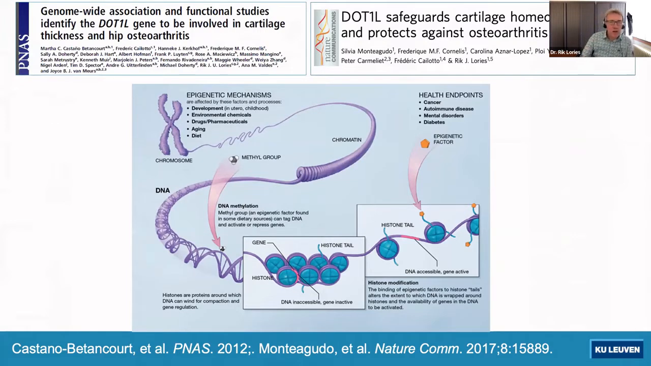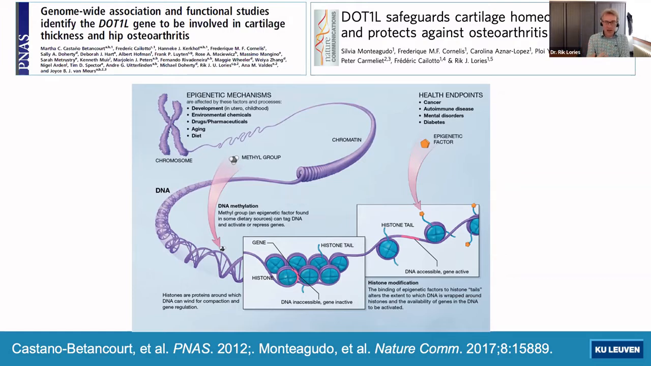Now, a number of years ago, there was another molecule that we discovered in collaboration with geneticists from Rotterdam and many other teams, and we contributed to the functional evaluation of that, which is called DOT1L. And DOT1L is what we call a histone methyltransferase. The histones are the proteins around which our chromosomes are wrapped, and they're very important from the epigenetic point of view. Histone modifications can free up or can lock pieces of DNA in order to influence transcription.